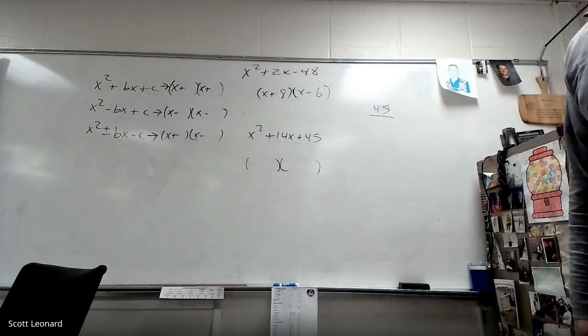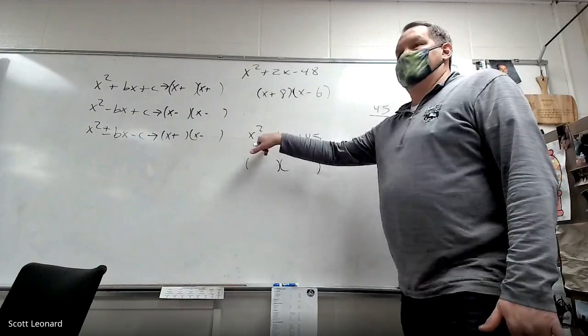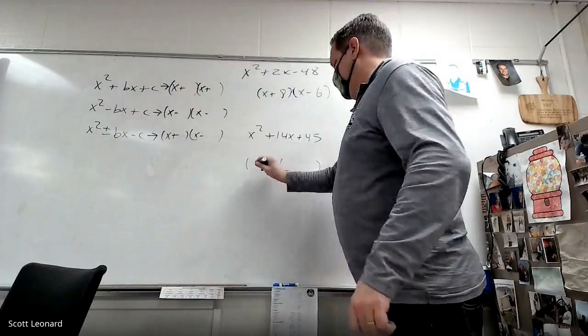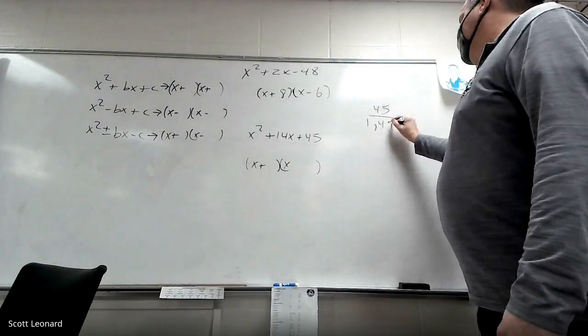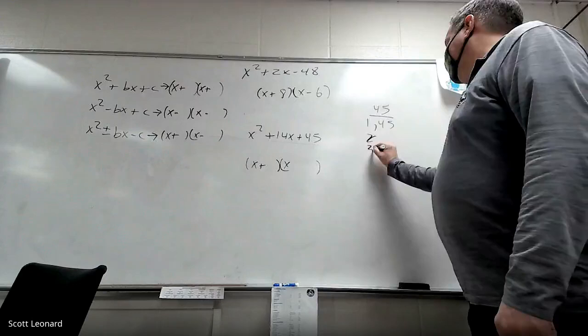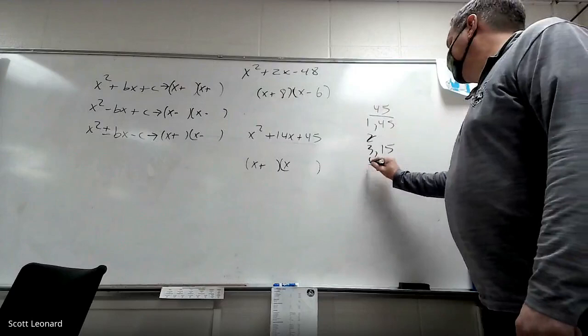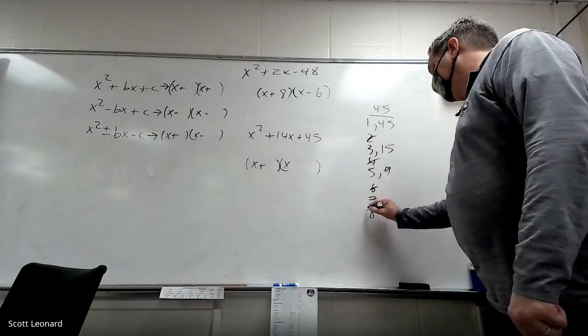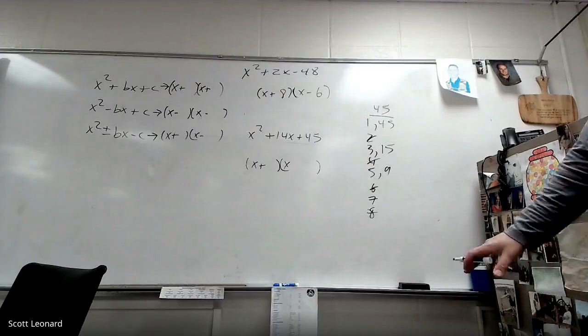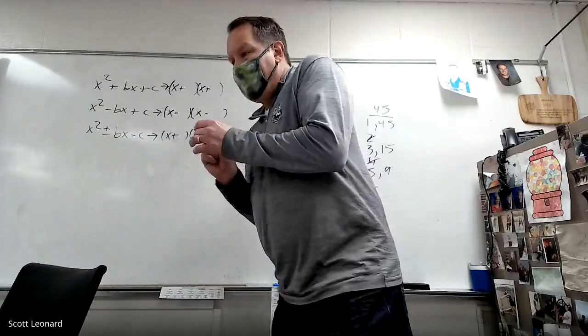All right, so we got a plus sign here, followed by a plus sign here. So what are we going with? This one here, I'm gonna have x plus, x plus. Factors of 45, 1 and 45. Is 2 going there? No. 3 and 15, 4 go? No. 5 and 9, 6, 7, 8. None of them work. All right, how am I getting a 14? 5 and the 9. All right, that should get you through problems 45 to 53.